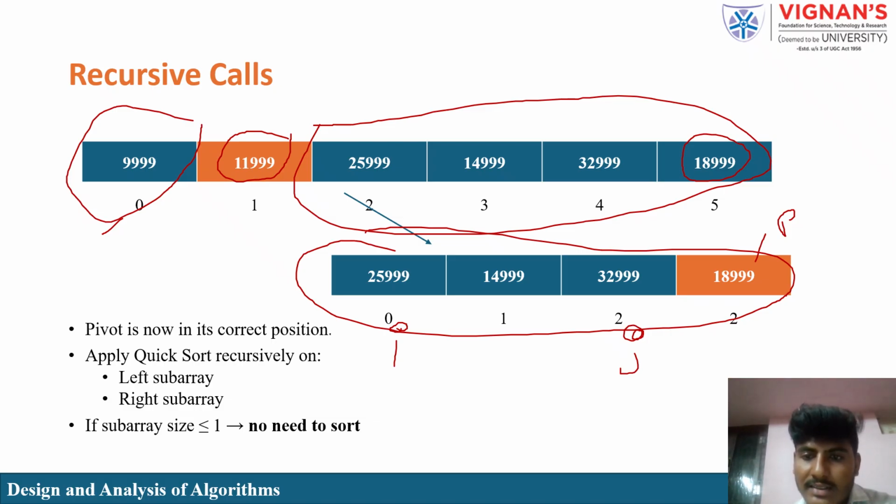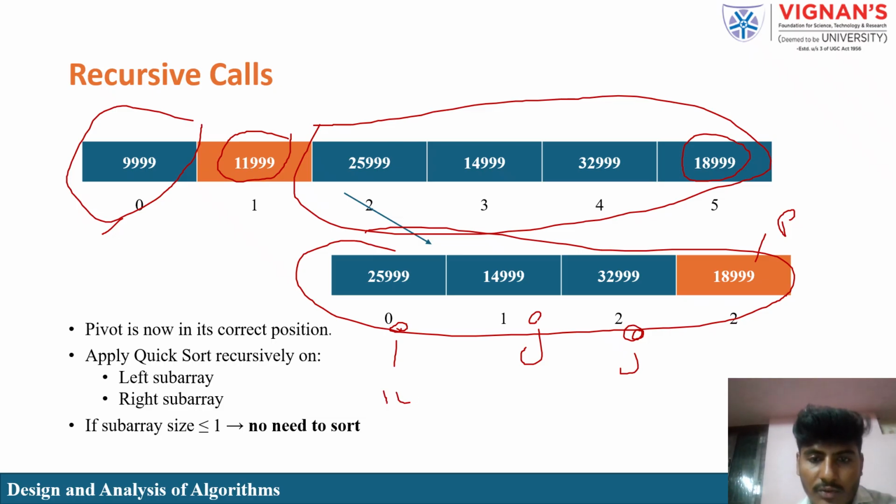A of j is greater than pivot. That's true. We can decrement the jth pointer. Here again we can check a of j is greater than pivot. Here the condition is false, and check i less than j. Yes, the condition is true. We can swap a of j and a of i.